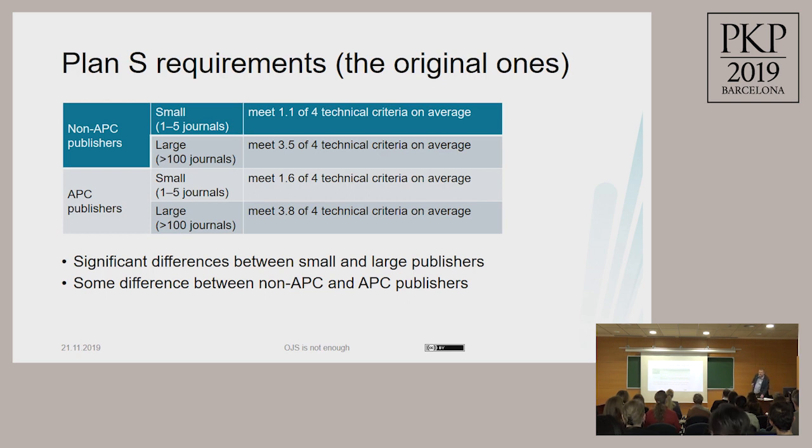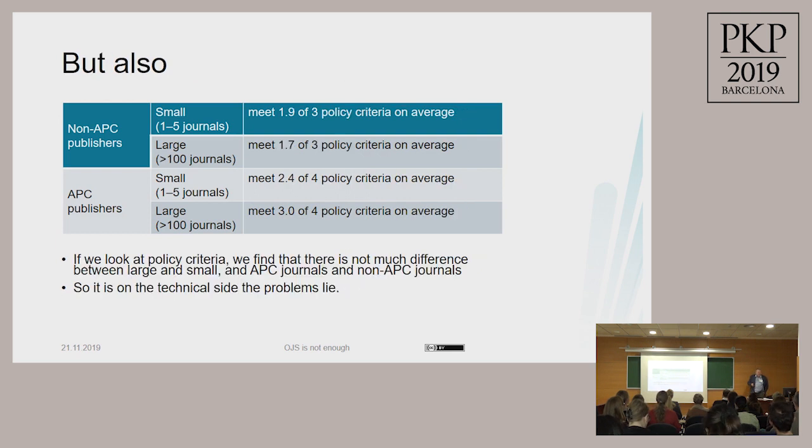You'll find many more numbers in our article, so go read that afterwards. If you look at the policy side of it, the picture is different. The non-APC publishers, the small ones, meet 1.9 out of three policy criteria, while the larger ones meet fewer criteria, actually, on average. The same for the APC publishers: the smaller ones meet 2.4 out of 4, while the larger ones meet 3 out of 4 policy criteria. So when it comes to policy, the small publishers are not really disadvantaged, not at the same scale, at least, as when it comes to technical criteria.